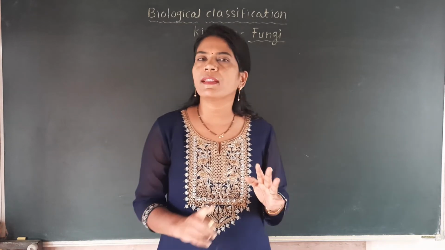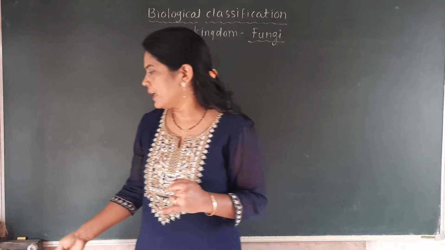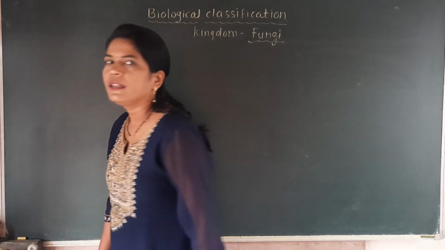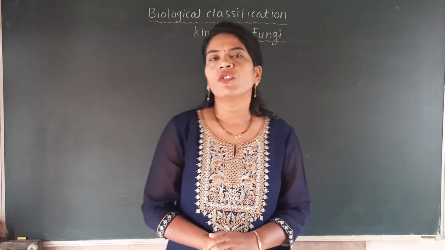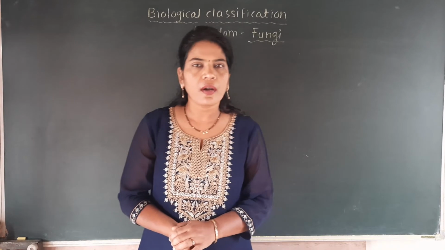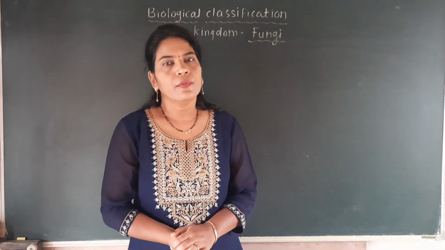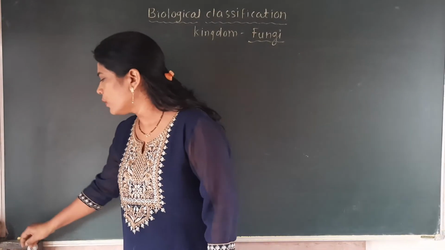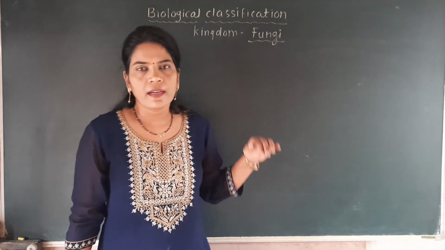Vegetative reproduction occurs in three ways: fragmentation, fission, and budding. The next type is asexual reproduction, which occurs by three types of spores: conidia, sporangiospores and zoospores. While sexual reproduction occurs with the help of three types of spores, called oospore, ascospore and basidiospore. So this is about the important part of the kingdom fungi.